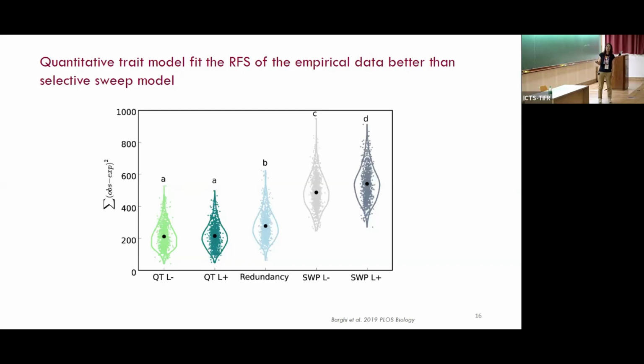So the lower it is, it basically means that it is closer to our empirical data, and the higher it is, it means that they are more different. And this shows that adaptation of a quantitative trait after a shift in trait optimum matches the heterogeneity that we observe in our data set much better than a selective sweep.